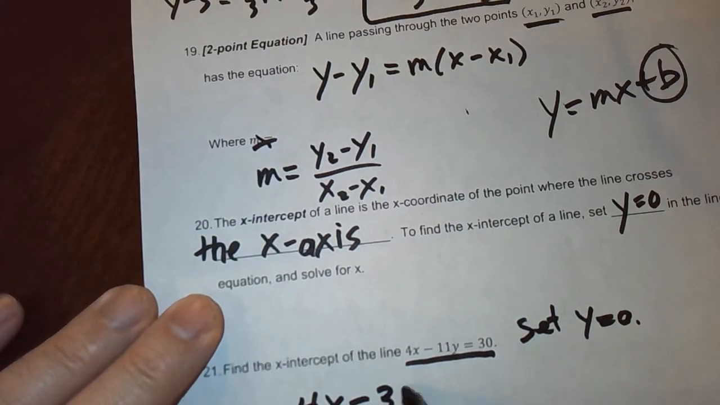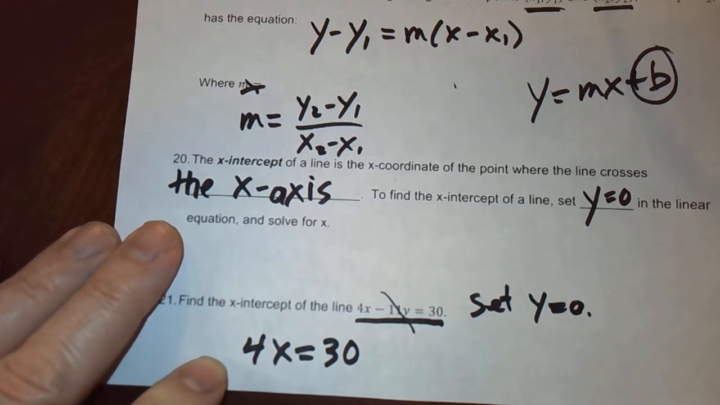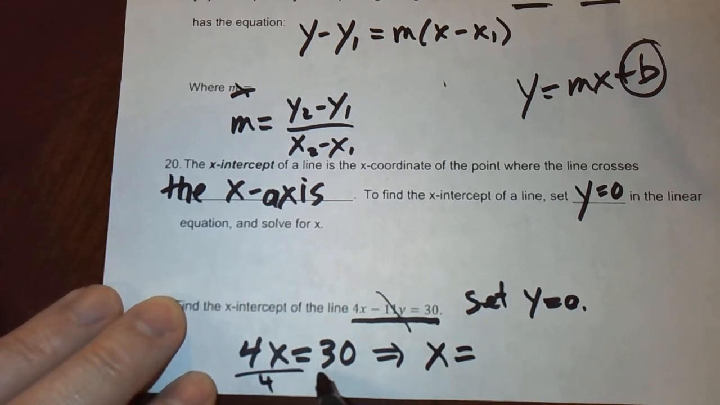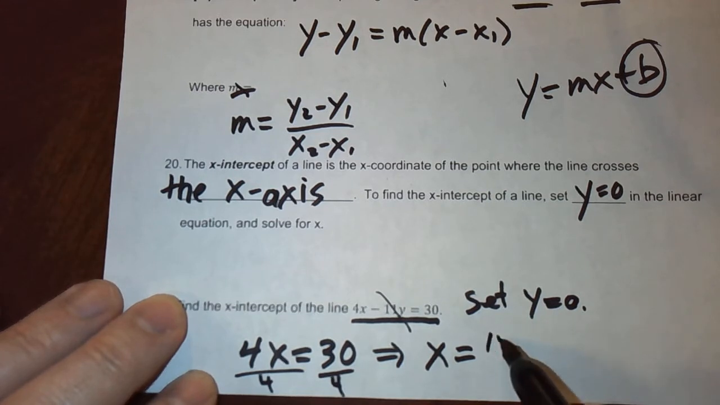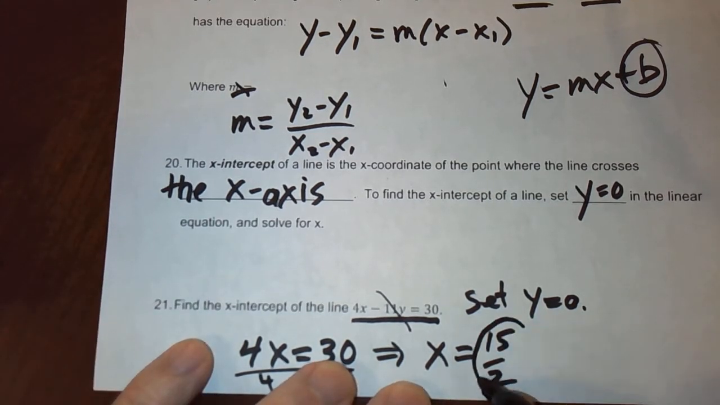4x equals 30. Right? Because if y is 0, that term goes away. So that means that x is equal to, divide both sides by 4, 30 over 4, which is 15 over 2. That is the x-intercept.